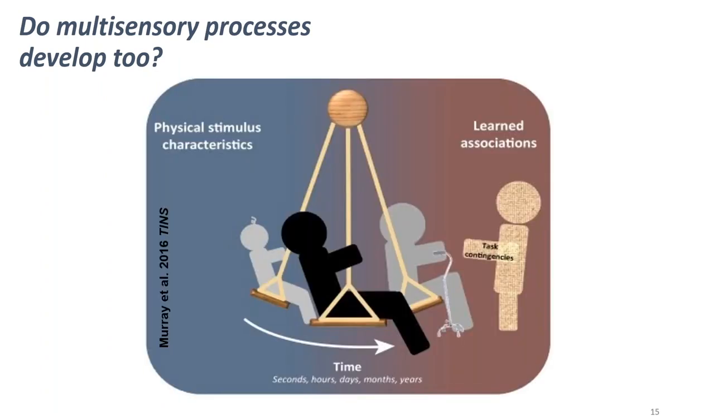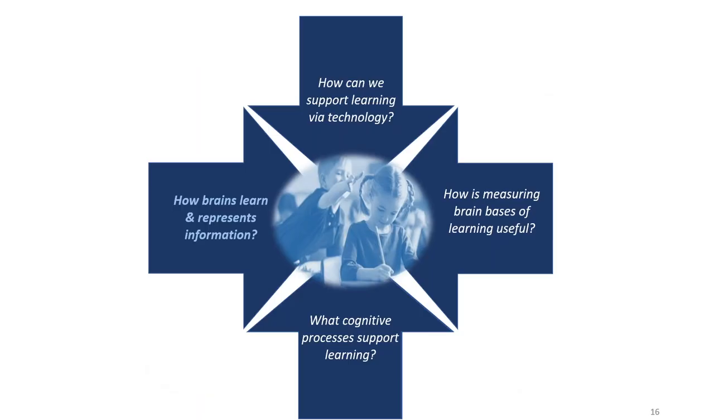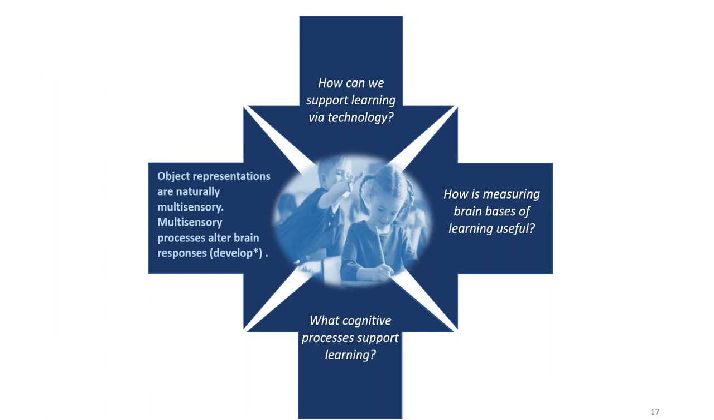So do multisensory processes develop too? Yes, definitely. Researchers have proposed a theoretical framework according to which, as we age, we rely more on multisensory processes that are based on learned associations in the environment and task contingencies, and less on multisensory processes that are dependent on physical stimulus characteristics. So to summarize the knowledge here, object representations are naturally multisensory. Multisensory processes alter brain responses, but they also develop.